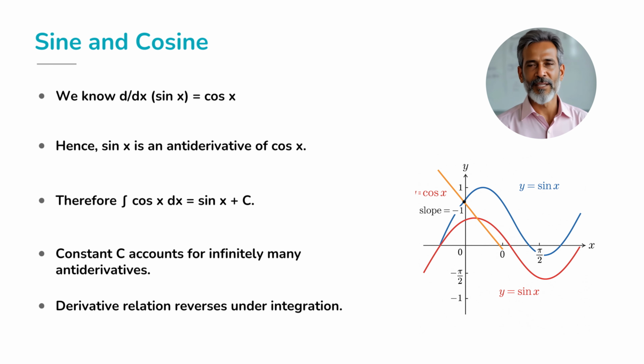Let's take our first example. We know that d by dx of sine x equals cosine x. This means that sine x is an antiderivative of cosine x. So, when we integrate, we write integral of cosine x dx equals sine x plus c. Here, c is the constant of integration. It shows that there are infinitely many functions, all differing by a constant, that share the same derivative. That's why integration always comes with a plus c.